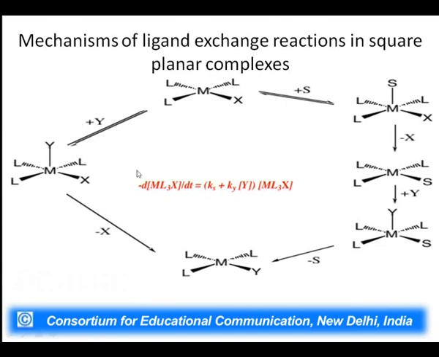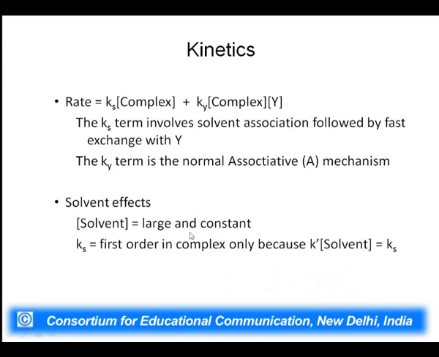So, the final rate of the reaction is minus d[ML3X]/dt equals Ks[ML3X] plus Ky[Y][ML3X]. Ks is the rate constant when it follows the solvent pathway, and Ky is for the ligand Y attacking the complex directly. Since in the solvent pathway the solvent is in large excess and constant, it is first order in complex only.